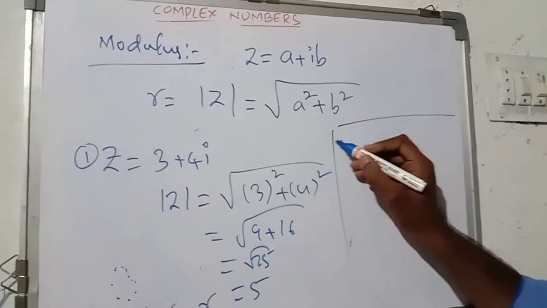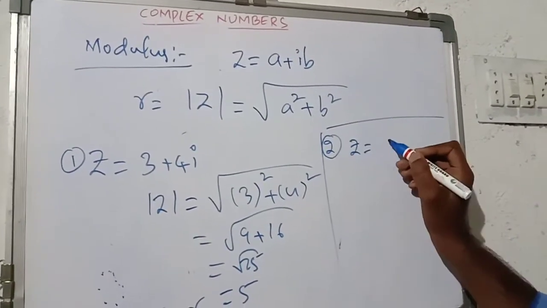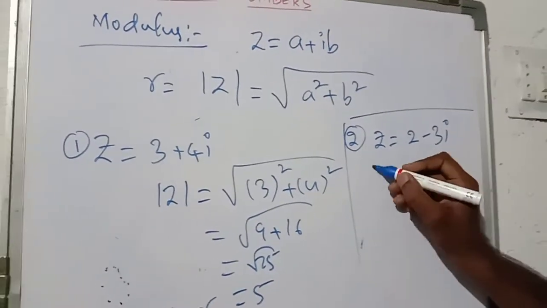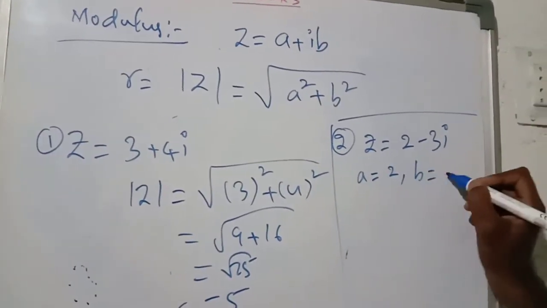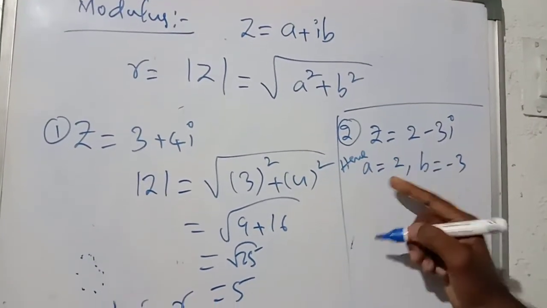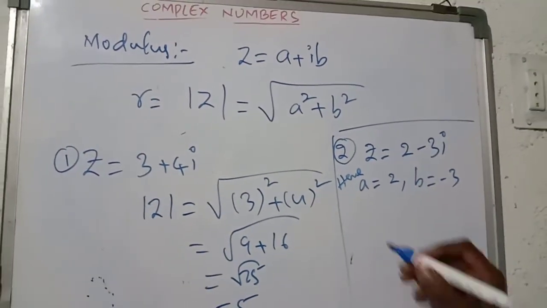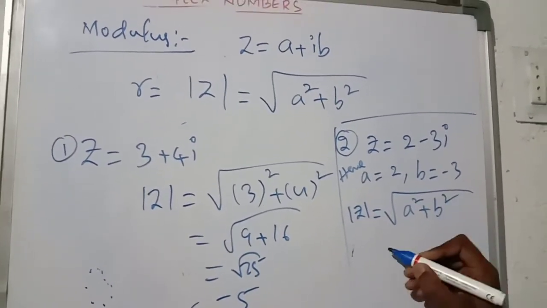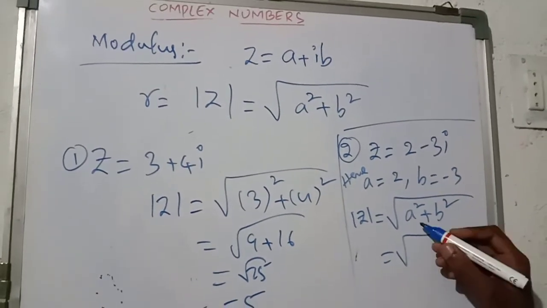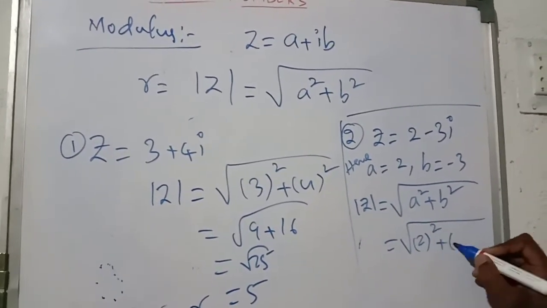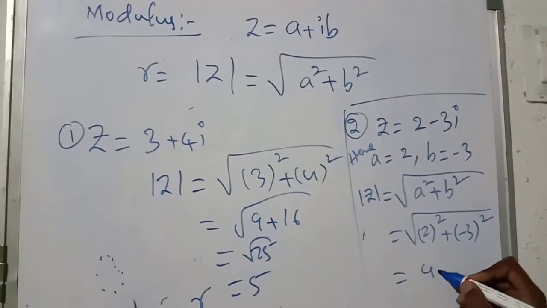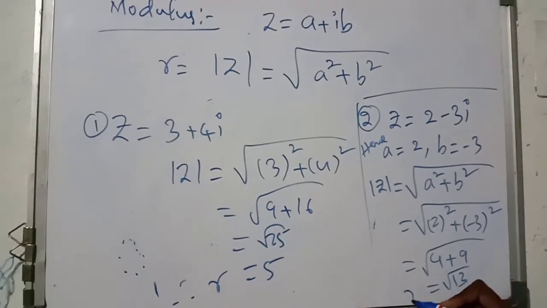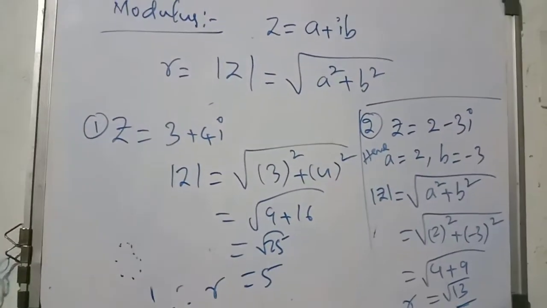In the same way, take another example, z equals 2 minus 3i. Here a equals 2 and b equals minus 3. Now modulus of z equals under root of a square plus b square. We have to substitute the a and b values here. So under root of 2 square plus (minus 3) square, so 4 plus 9, which is root 13. So this is r. r is the modulus of the complex number.